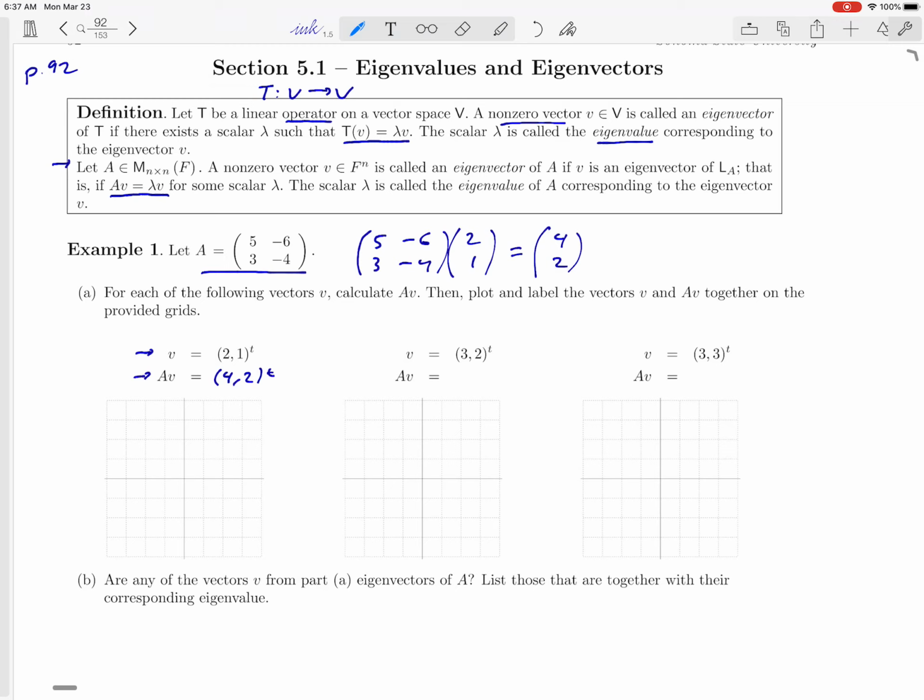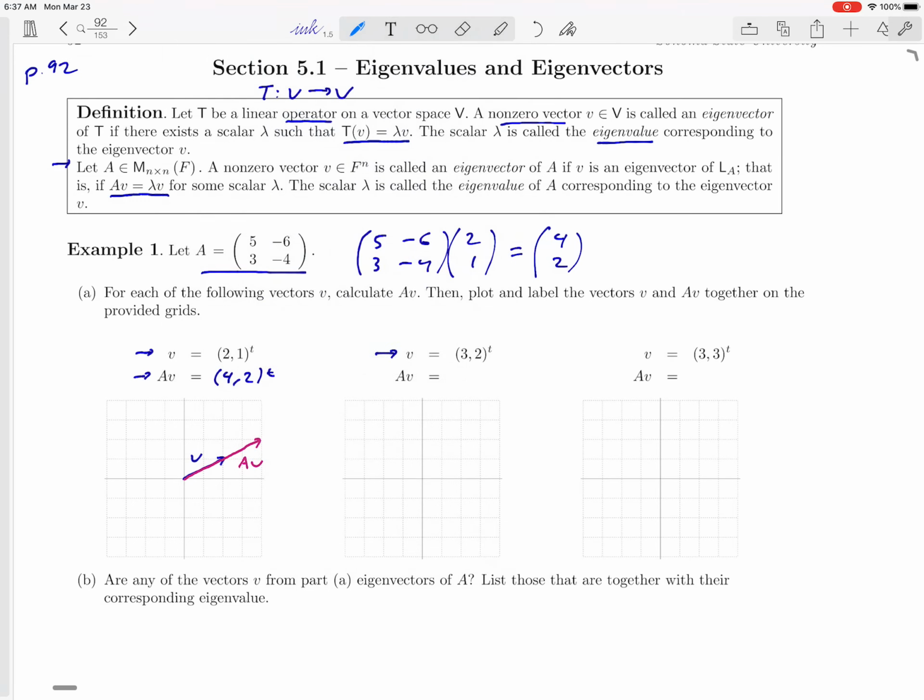Let's go ahead and plot those vectors together. (2, 1) looks like that. There's v. And Av is (4, 2). Let me switch colors here. So (4, 2) would go to here. All right, so there's v and Av for the first example.